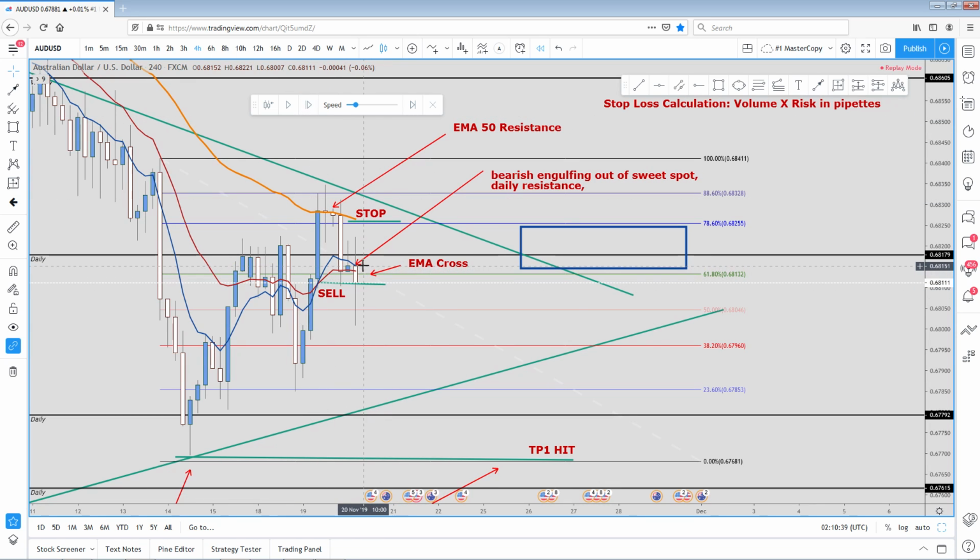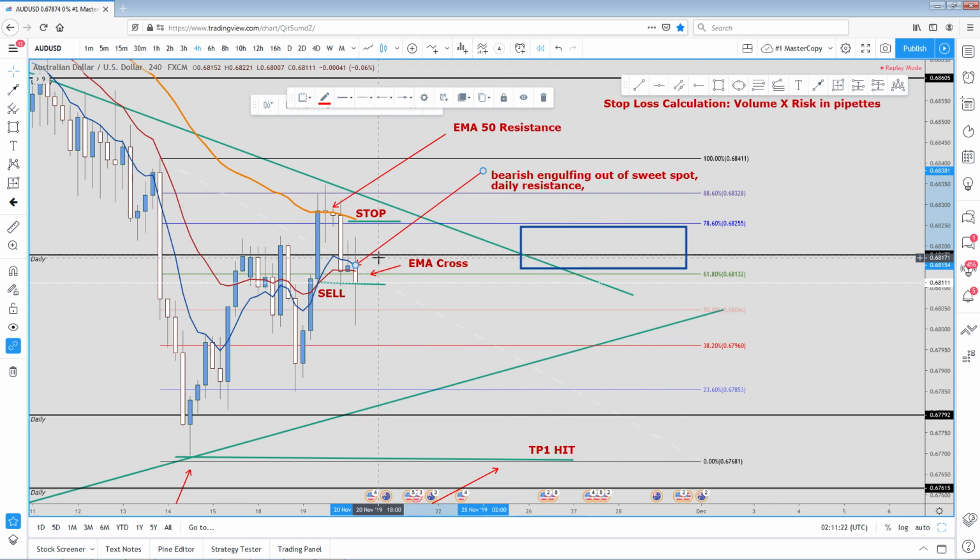Then boom, we get this candle. This next candle is, what is it? It's bearish engulfing. This candle engulfs this past candle. So I made a note here, bearish engulfing out of the sweet spot. Remember how I marked up the sweet spot? So price jumped up here, and then it got hammered below this daily level, and then it got hammered again, a bearish engulfing candle out of my sweet spot. This bearish engulfing candle forced price to exit out of the sweet spot. So I just made a note, bearish engulfing out of the sweet spot.